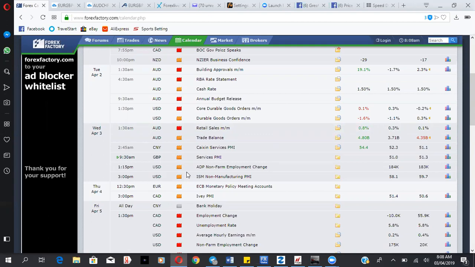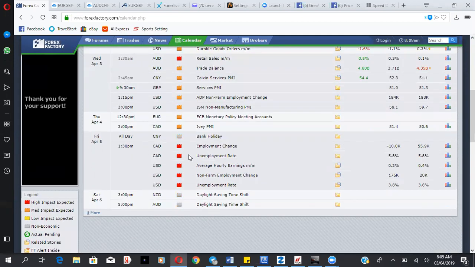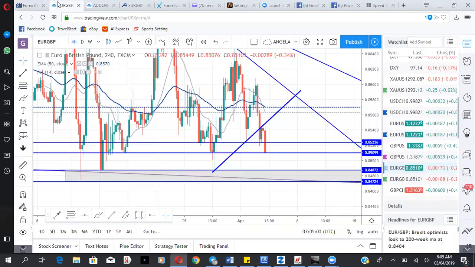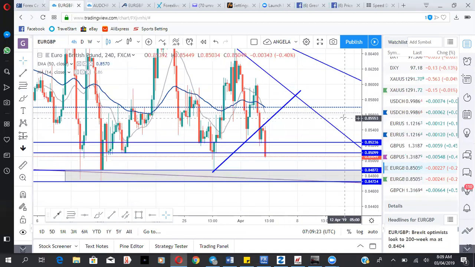Today, we do not have any major high impact news coming out, and early tomorrow morning, no, except for Friday, where we have Canadian unemployment change, unemployment rates, average hourly earnings for the USD, non-farm payroll for the USD, and unemployment rate. So let's get into our charts for today.